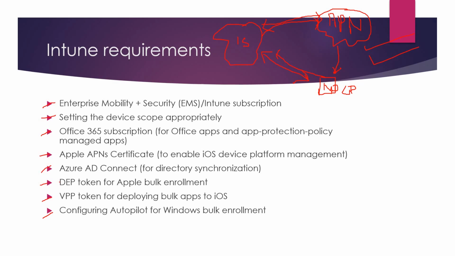an Intune license or a license from the EMS suite, and the scope needs to be set correctly on the Intune portal. And if we want to deploy Office applications and want to make use of app protection policy on Office applications, there needs to be an Office subscription license. If we want to manage iOS devices, the APN certificate needs to be set up, iOS or Mac. If we want to sync devices to the cloud, we need to set up Azure AD Connect. If we want to set up bulk enrollment, we have to set up DEP for iOS, and Autopilot for Windows. And VPP is the Volume Purchase Program.